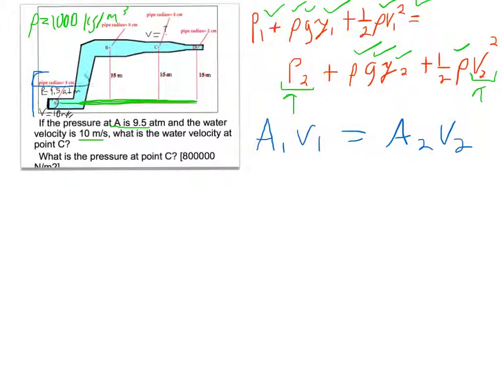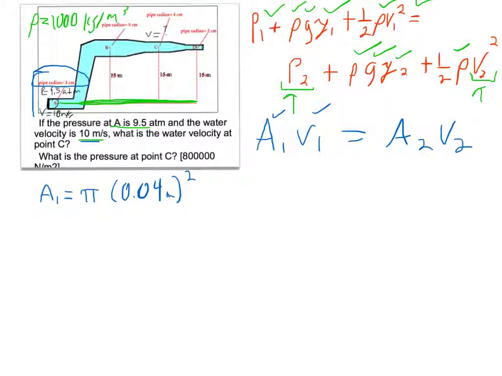Well, the problem tells us the radius of the pipe. And the radius, since it gives us radius, implies that the pipe is a circle. So the area at point 1 would simply be pi times the radius squared. If I quickly convert 4 centimeters into meters, it's 0.04 meters squared. So looks like we could have A. We know velocity 1, that's still 10 meters per second.